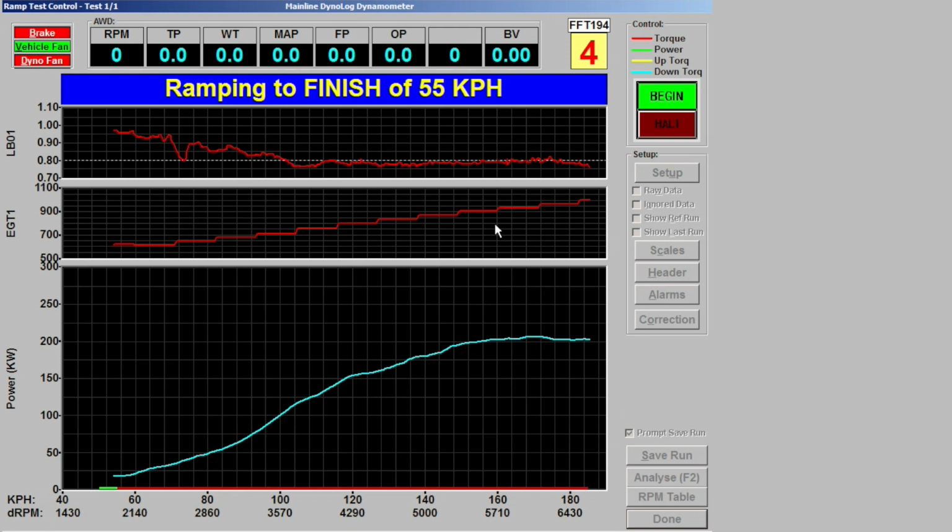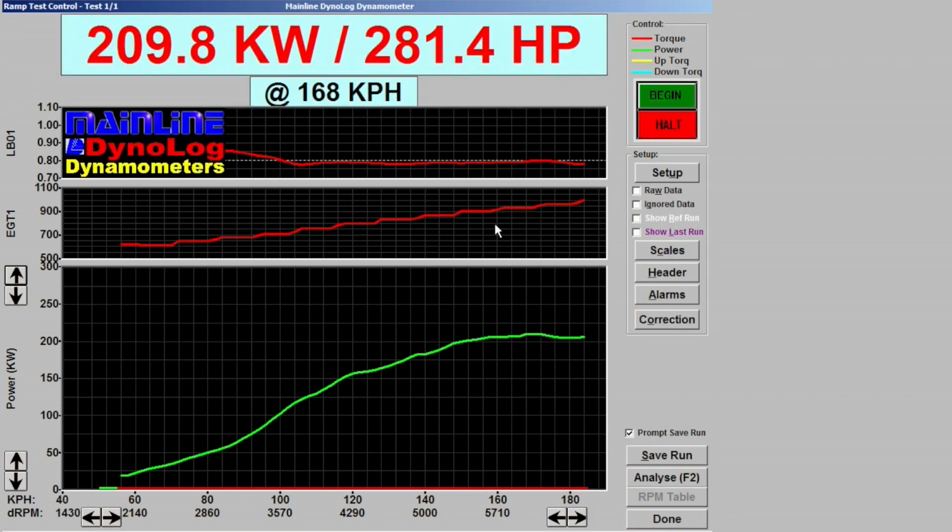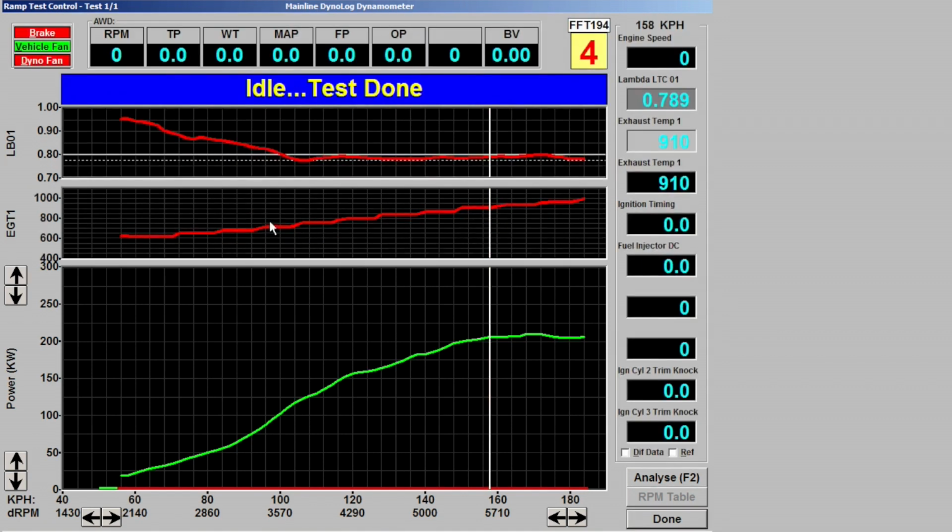So that's our first test complete there, and we can see that in terms of power at the rear wheels, we've ended up with 209, 210 kilowatts or 281 horsepower. Now let's have a look at the results we've got there in a little bit more detail though.